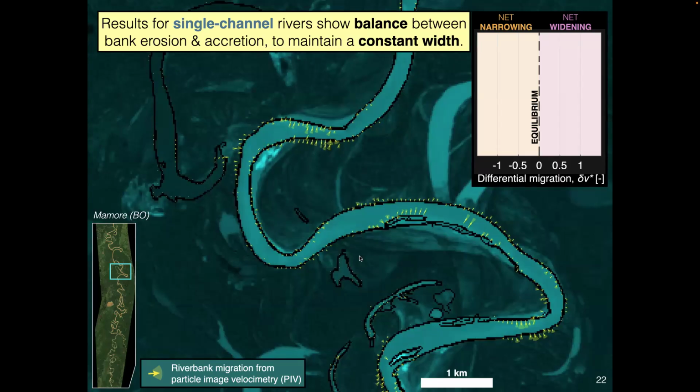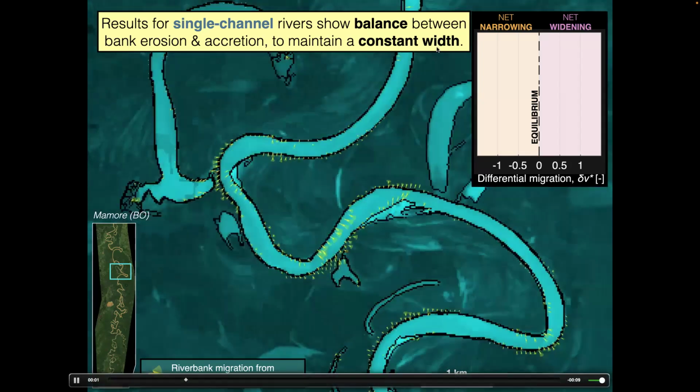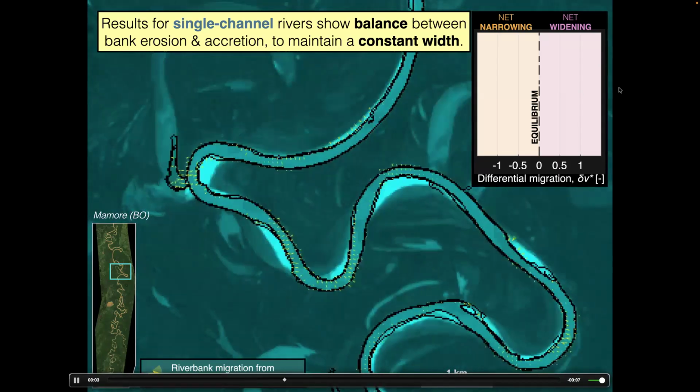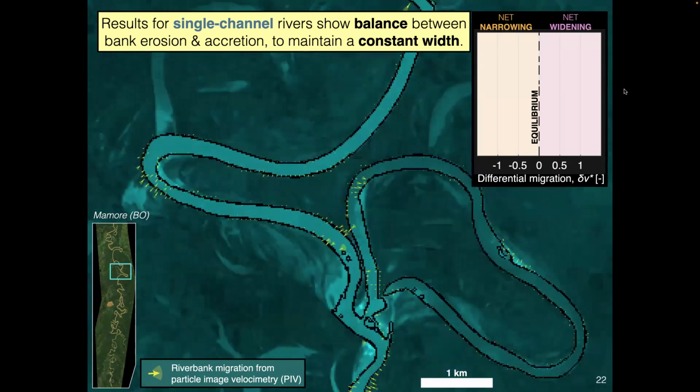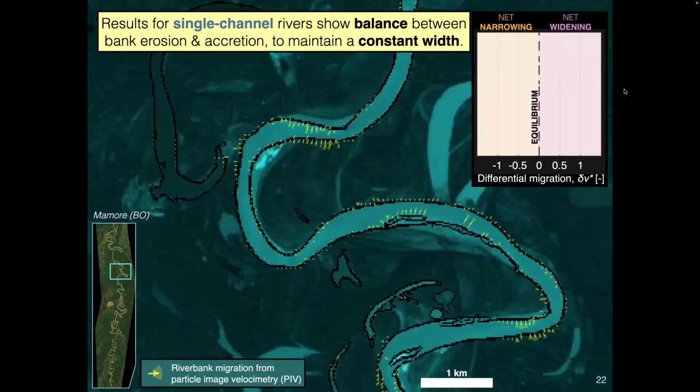So I'm going to play this NASA Landsat time lapse overlaid with the PIV derived vector fields of bank migration. Every image is 1 year, and you can see here that the migration vectors are tracking the coherent motion of the banks over time.